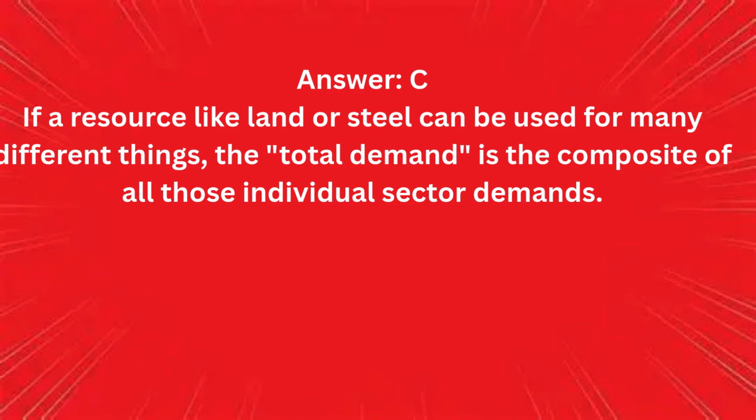Answer. C. If a resource like land or steel can be used for many different things, the total demand is the composite of all those individual sector demands.